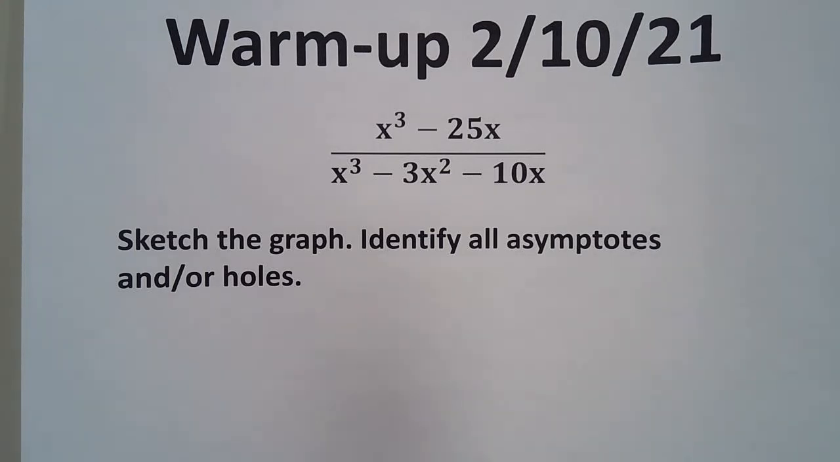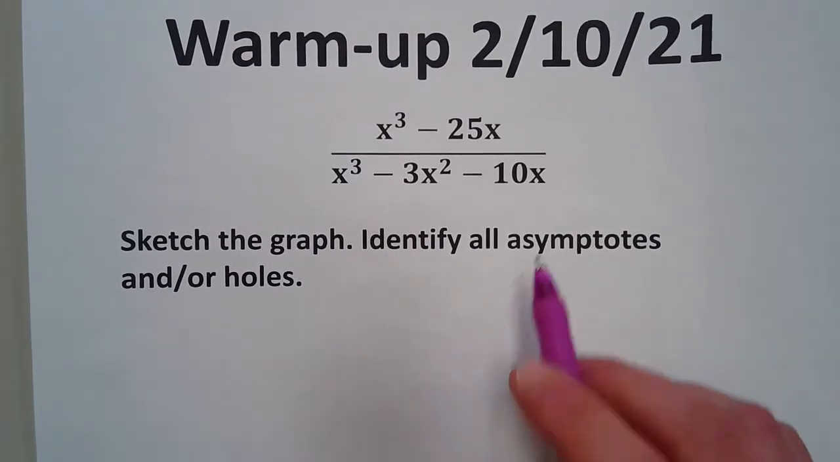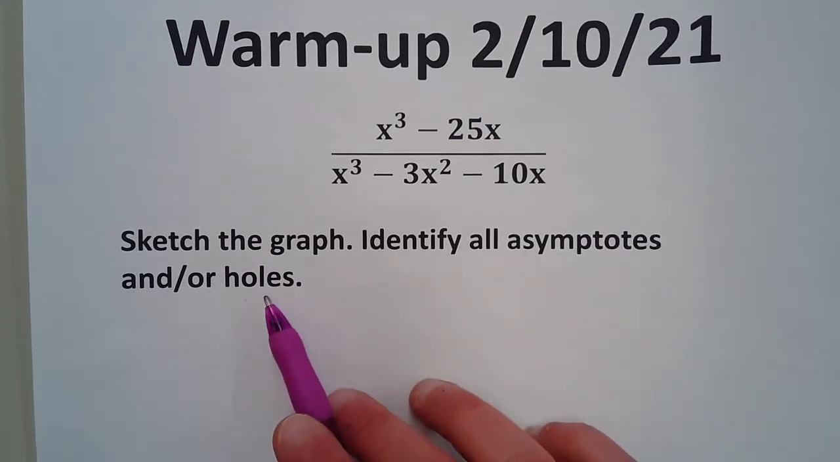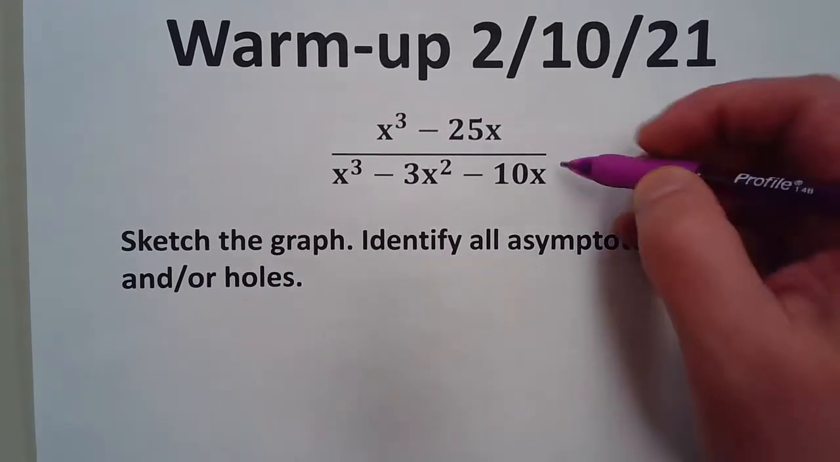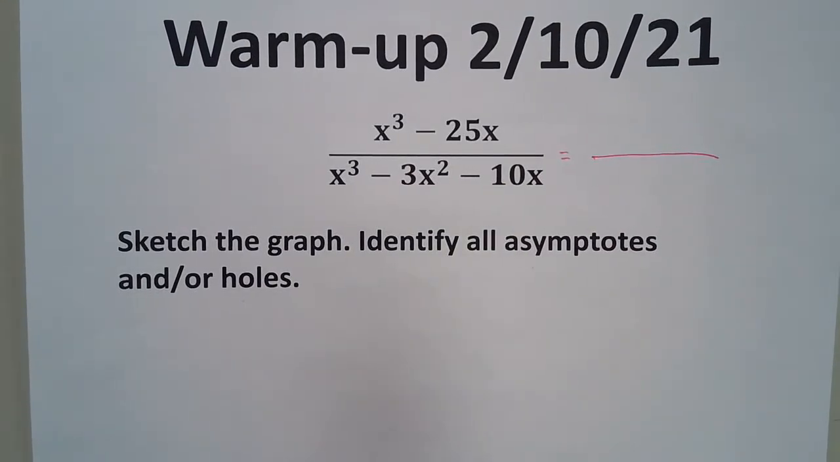All right, so we're looking at a quiz tomorrow over 4.1 and 4.2. Just everything about these rational functions we've covered so far, basically. So it says sketch the graph, identify all asymptotes and/or holes. So we really need to find these things first, the asymptotes and if there are any holes, and then worry about making the graph. So we like to get it in factored form because that's going to give us information about the vertical asymptotes and if there are any holes, anything like that.